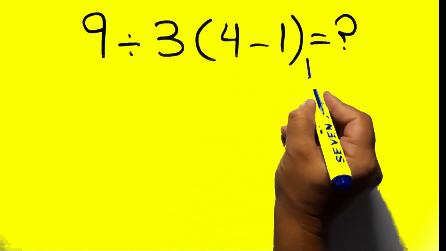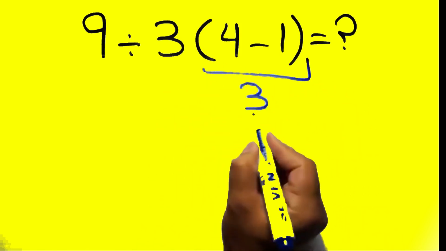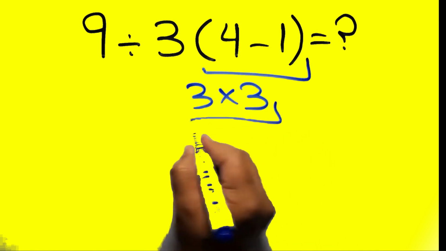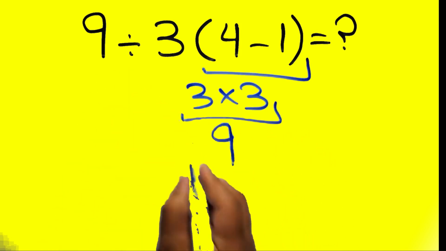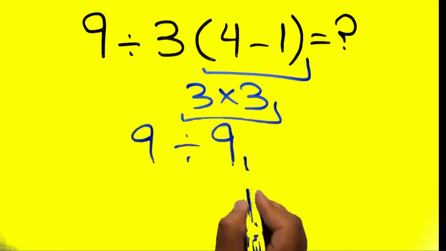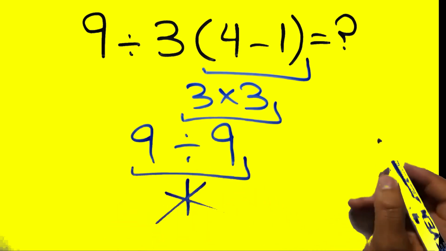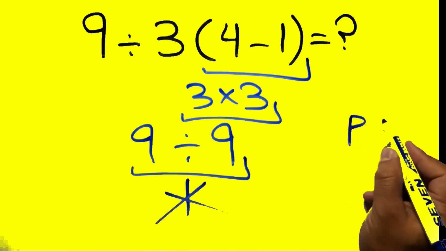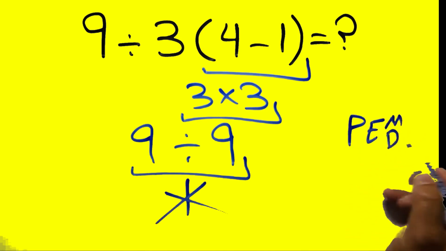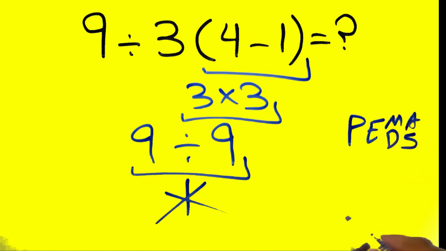4 minus 1 gives us 3, and 3 times 3 gives us 9. So 9 divided by 9 is just 1. But this answer is not correct, because according to the order of operations, first we have to do parentheses, then exponents, then multiplication or division, and finally addition or subtraction.